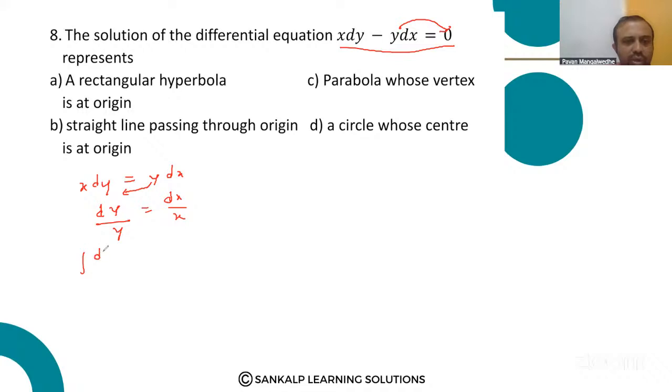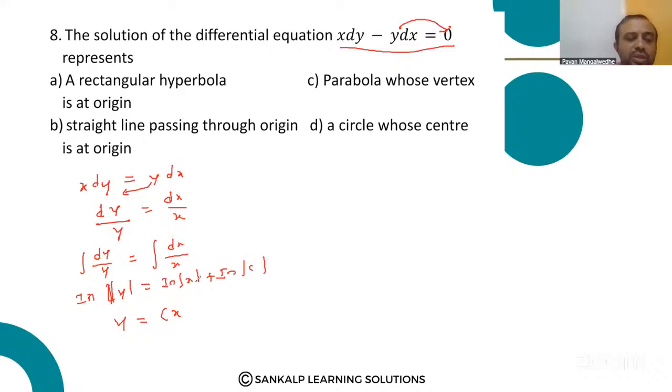Integrating both sides, that is dy by y, which is equals to the integration of dx by x. So which is integration of dy by y, that is log of mod y is equals to log of mod x plus log of mod c, a constant. So simplify this, we'll come to know that y is equals to c into x. So the general solution is y is equals to c into x.